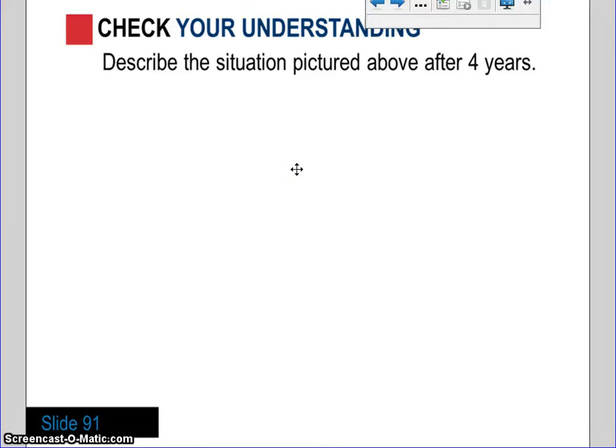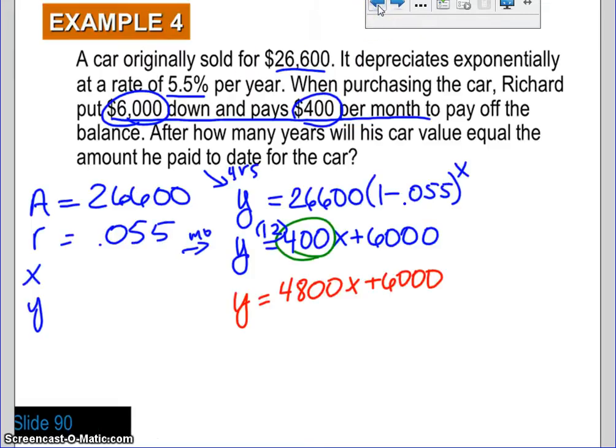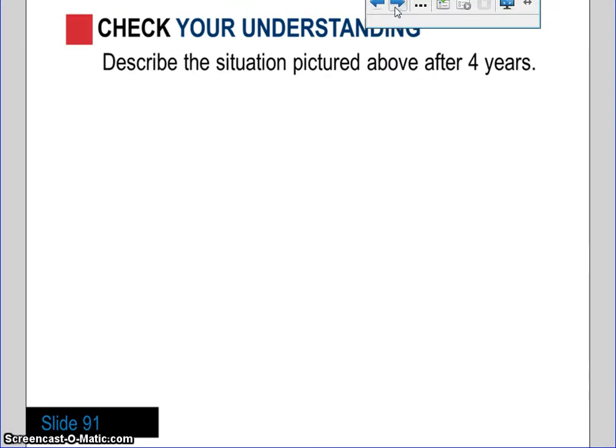Checking your understanding on example 4, which we finished in the first video. It says, describe the situation pictured after 4 years. If we look back here, we knew that it hit its equality at about 3.3 years. That's when you saw the graph and it passed it. Remember I said anytime after that, it means that the car's worth is greater than what the person owes on the car.